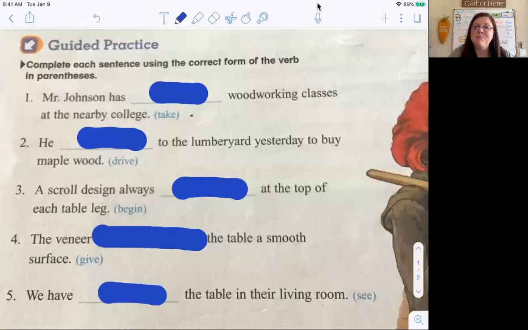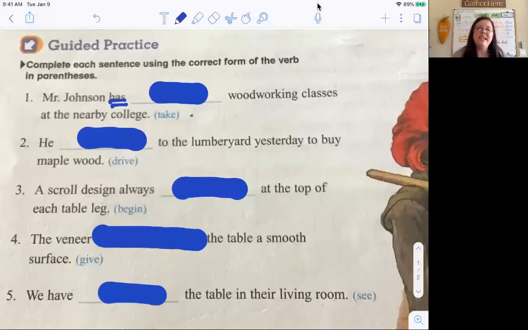Mr. Johnson has blank woodworking classes at the nearby college. We need to use the form of the word take. But did you notice the H brother that came out in front? Take your pencil at this time and underline has 2 times. Once, twice, just like that. It's a verb. Verbs we always underline twice.